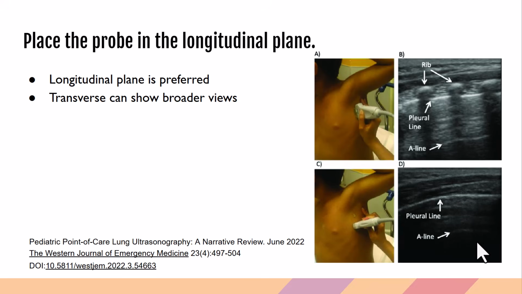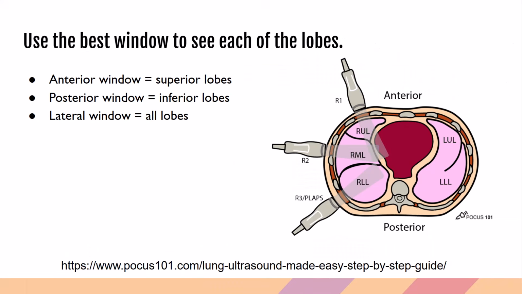We do still see some pathologies along with this, but it is not the default view. When you're choosing your windows, make sure to use the best window to see each of the lobes. The anterior window, which we can see here, is going to be best for looking at the superior lobes of the right and left lung.